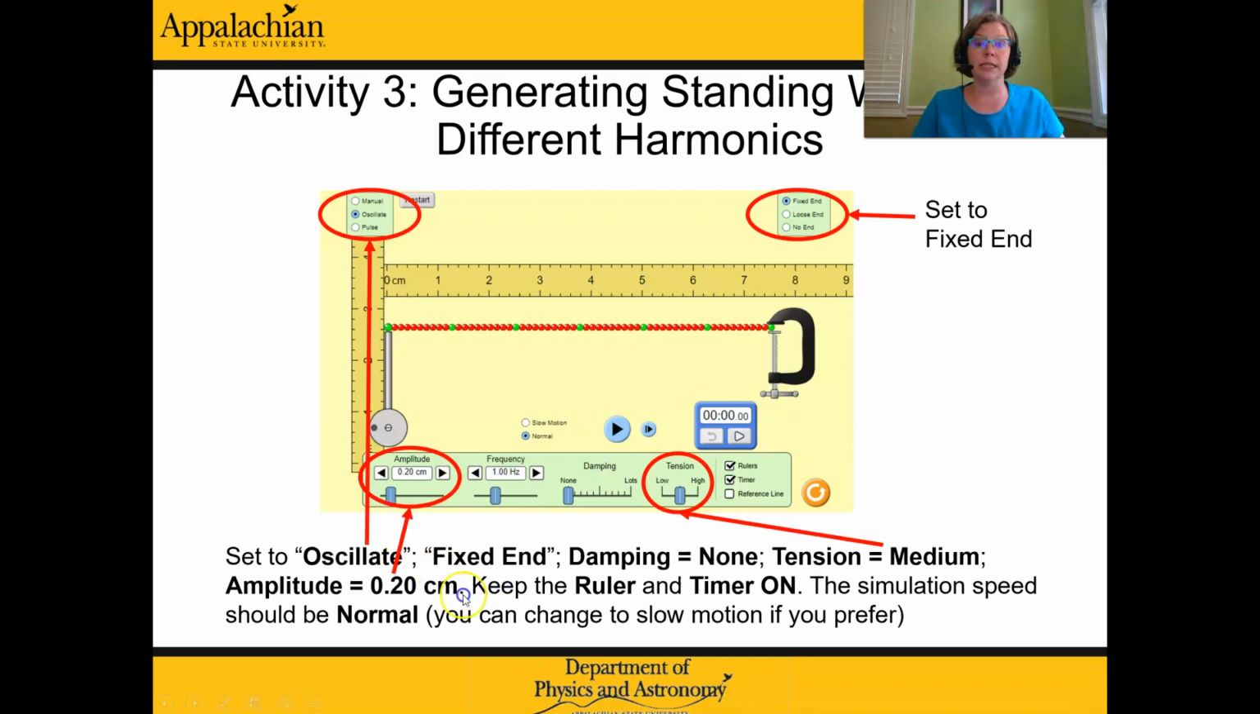So the variables we're going to set this time: we're going to keep it on oscillate. However, we do want to change the amplitude to 0.2 centimeters because otherwise the amplitude of this standing wave gets very large. We're going to change this to a fixed end. And we want to keep the tension on medium. We're not going to change the tension in this activity. We want to keep it on medium all the time. Make sure you set that correctly or the values that you get will not match those that we're expecting.